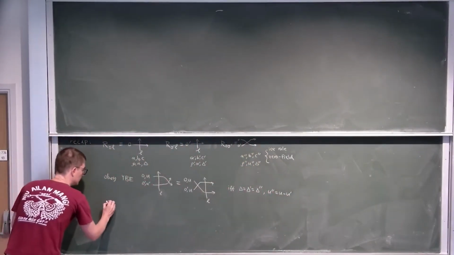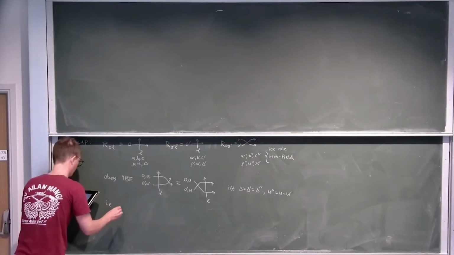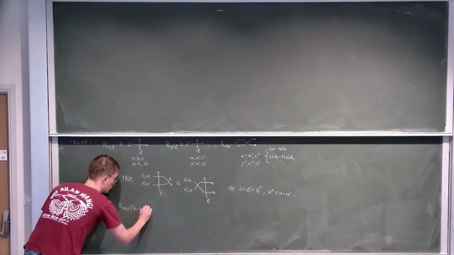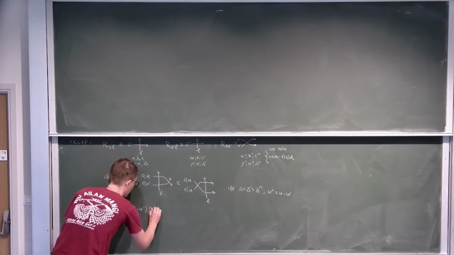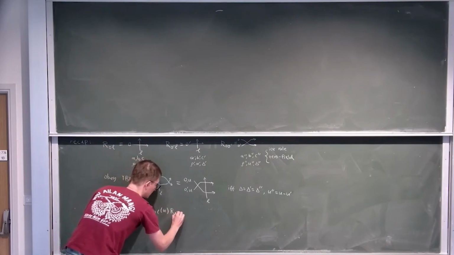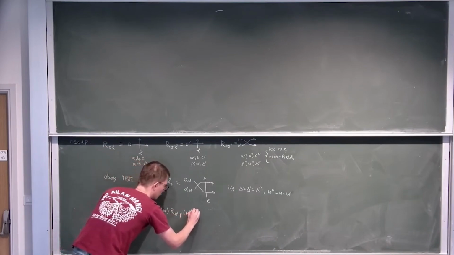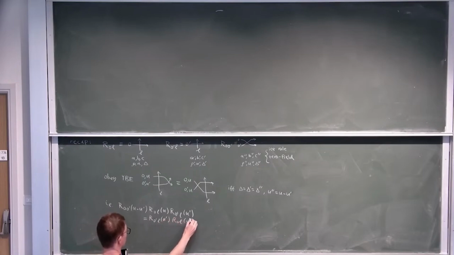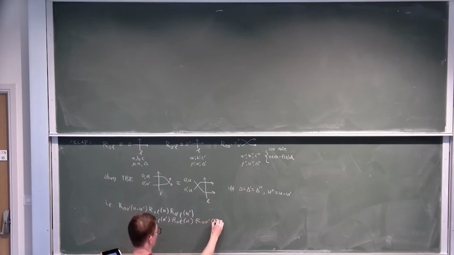In other words, in that case, if you like the formulas better still, the equation is R0 0 prime of u minus u prime, R0 L of u, R0 prime L of u prime is equal to R0 prime L of u prime, R0 L of u, so those two in the opposite order, and then this auxiliary R matrix moves through, with u minus u prime.